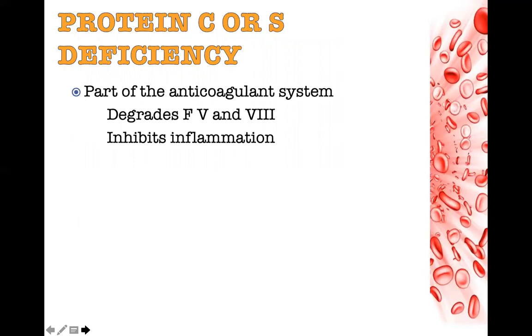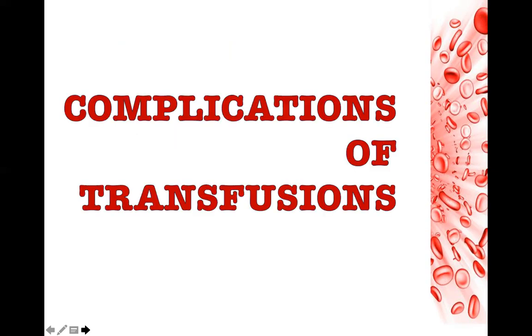We know that protein C and protein S is part of the anticoagulation system. We know that protein C and protein S would degrade factor V and factor VIII, and it also inhibits inflammation. So in the absence of protein C or protein S, you would expect an increased formation of thrombus, or what we call a hypercoagulable state.